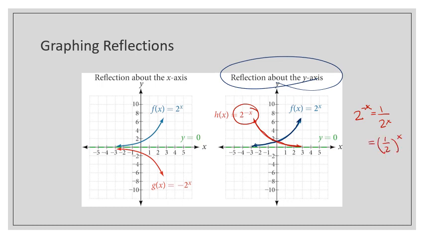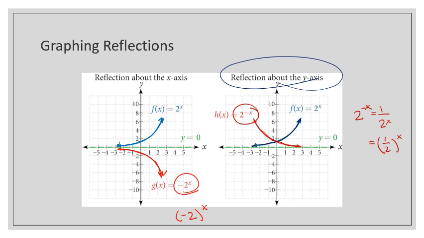So it's exponential decay. If we start with f of x is equal to 2 to the x and want to reflect it about the x-axis, then we have the opposite of 2 to the x. So that negative is out front. It is not part of the base. Okay, so it is not negative 2 to the x power.